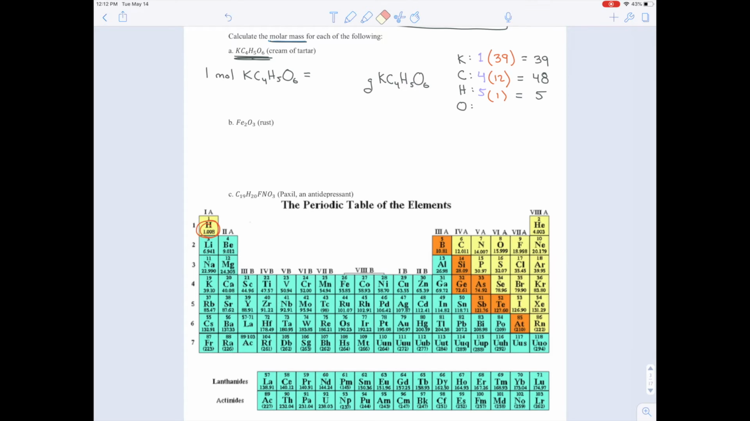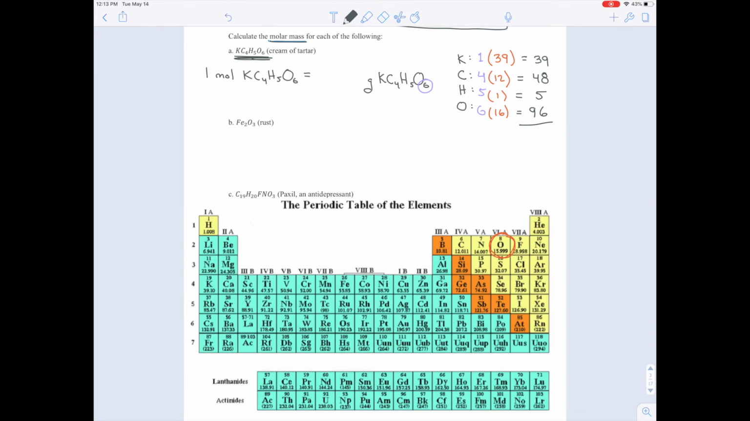Then we have 6 oxygens. So 6 oxygens. 1 mole of oxygen weighs around 16 grams. So altogether, that is 96 grams coming from oxygen.